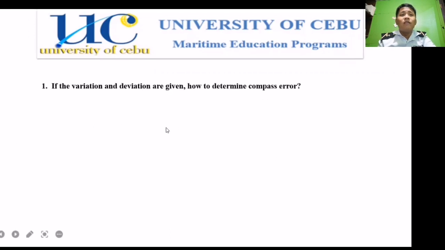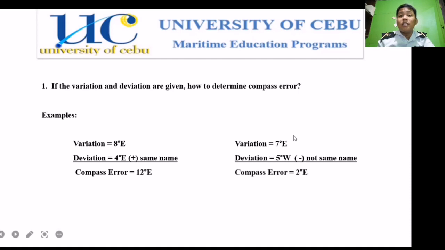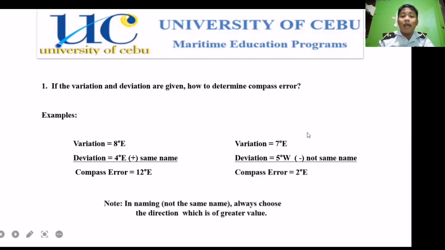Number one, if the variation and deviation are given, how to determine the compass error? For example, the variation is 8 degrees east and the deviation is 4 degrees east, and it is the same name, so it is addition, so the compass error is 12 degrees east. And if the variation is 7 degrees east and the deviation is 5 degrees west and not the same name, so it is subtract, so the compass error is 2 degrees east. Note, in naming, if not the same name, always choose the direction which is of the greater value.